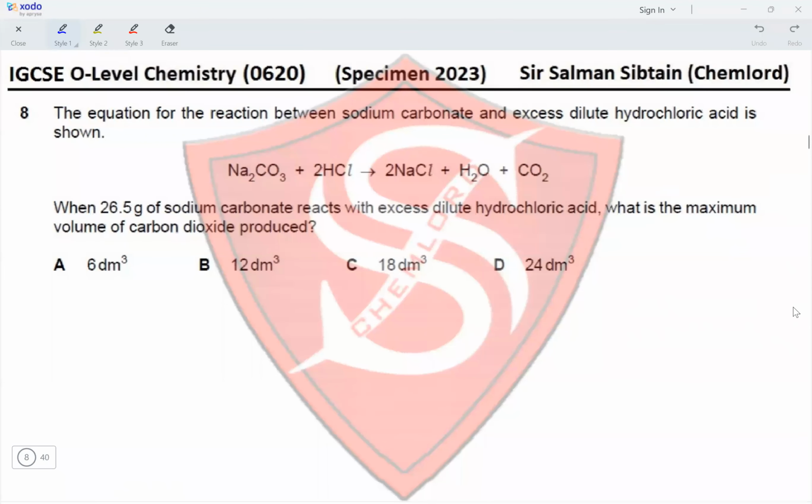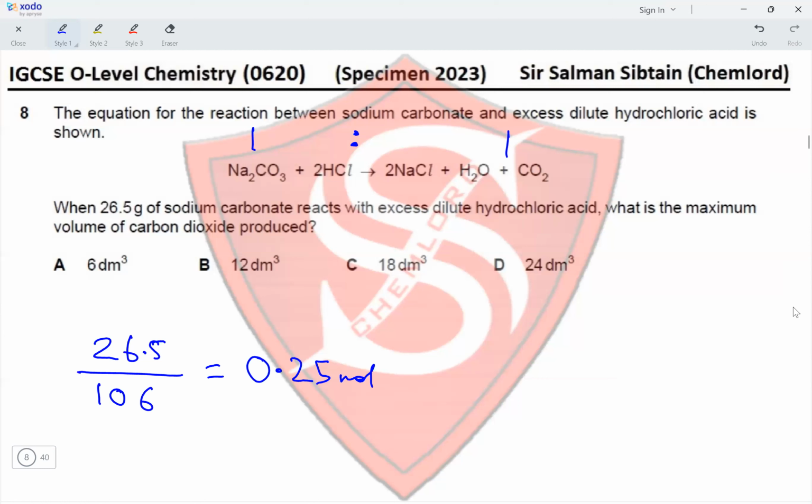Question 8. The equation for the reaction between sodium carbonate and excess dilute hydrochloric acid is shown. When 26.5 grams of sodium carbonate reacts with an excess of dilute hydrochloric acid, what is the maximum volume of carbon dioxide produced? So the molar ratio of sodium carbonate to carbon dioxide is 1:1. So we need to find out the moles of sodium carbonate that reacted. The mass of sodium carbonate is 26.5 grams. The Mr of sodium carbonate is 106. When we divide this, we end up with the value of 0.25 moles.